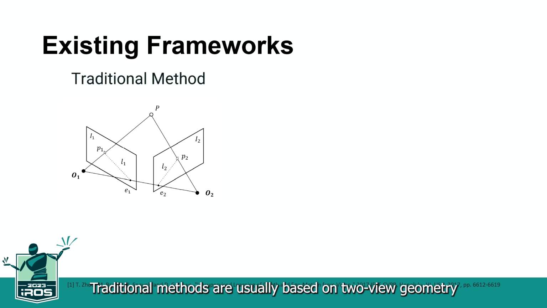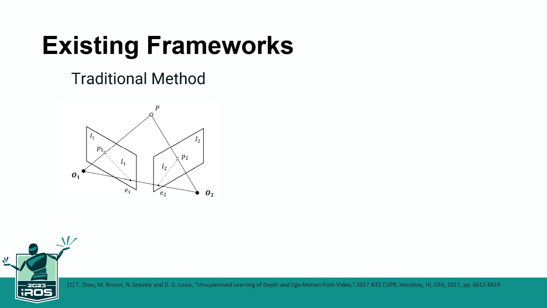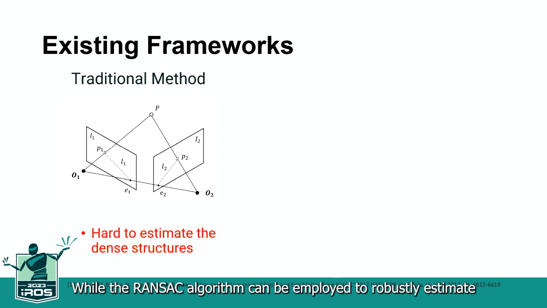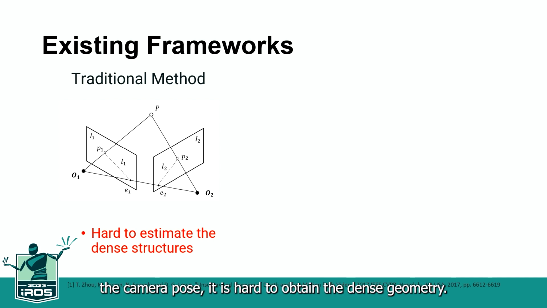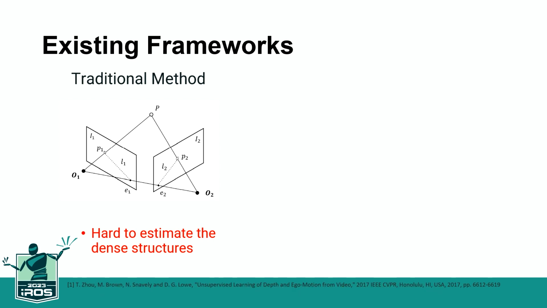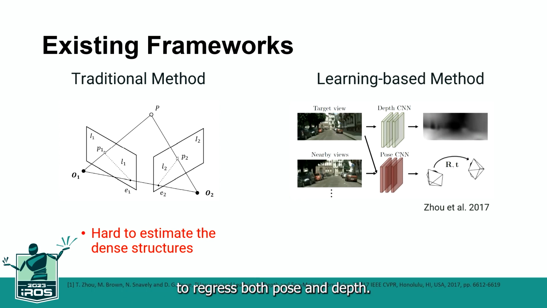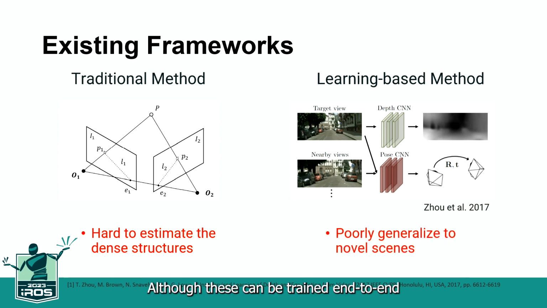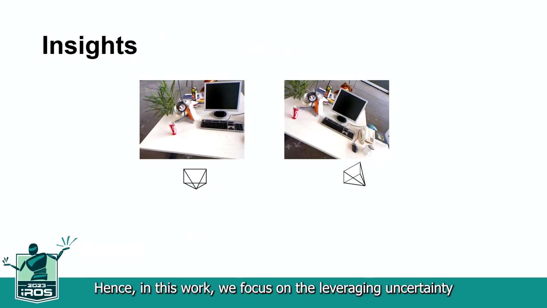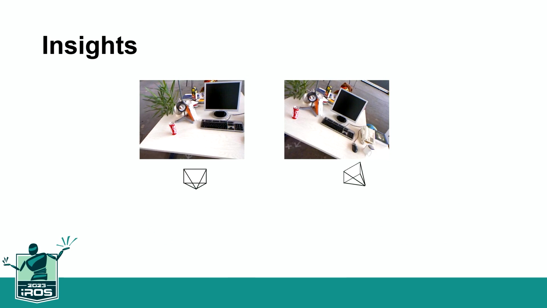Traditional methods are usually based on two-view geometry and focus on feature extraction and feature matching. While the RANSAC algorithm can be employed to robustly estimate the camera pose, it is hard to obtain the dense geometry. In comparison, learning-based approaches utilize neural networks to regress both pose and depth. Although these can be trained end-to-end to leverage dense pixel information, they often demonstrate poor generalization in novel scenes, particularly when faced with occlusions and dynamic objects. Hence, in this work, we focus on leveraging uncertainty for two-view dense SFM.